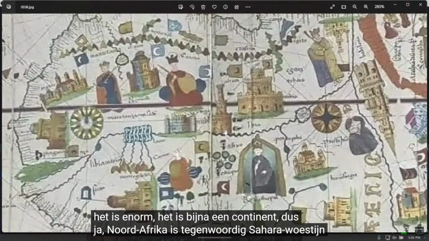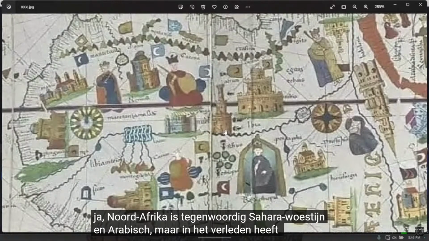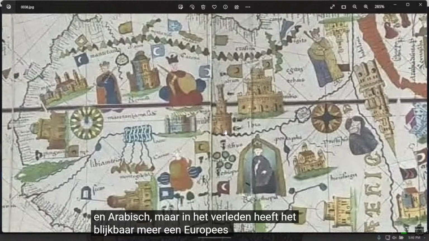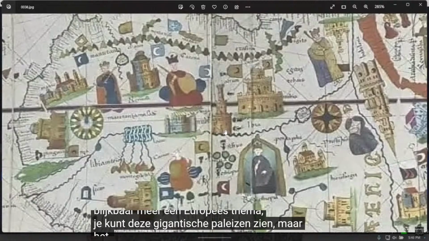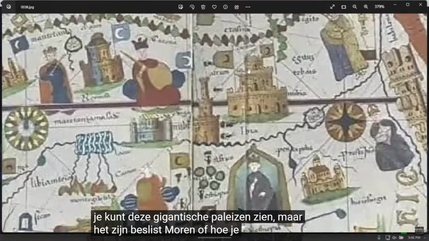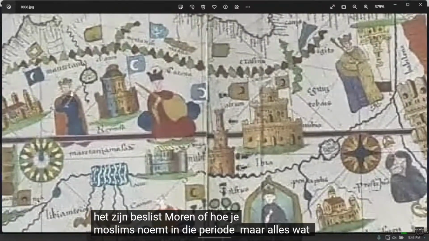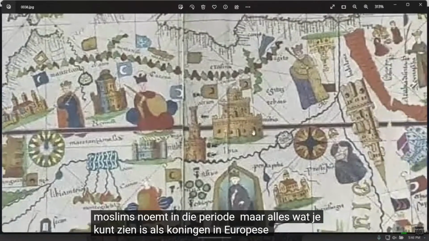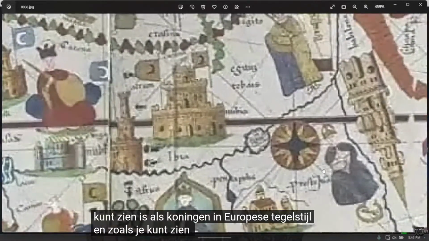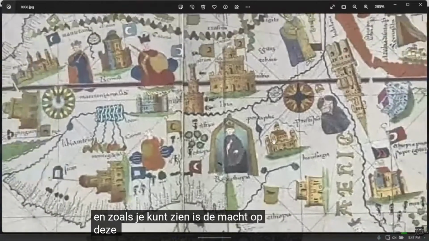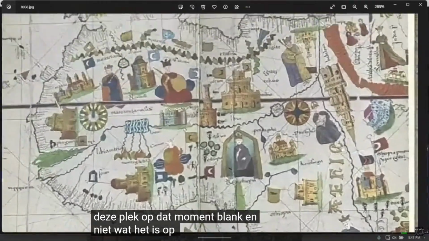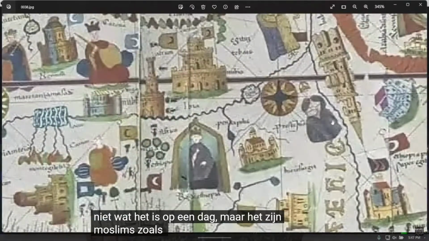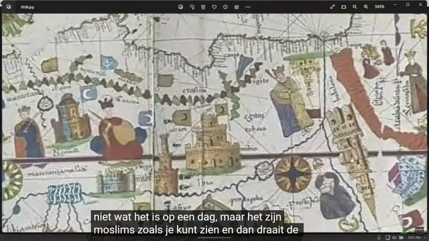So yeah, North Africa. Today it is Sahara Desert and Arab-like, but in the past it's apparently more European themed. You can see these giant palaces, but they are definitely Moors, or what you'd call Muslims at that period. But all you can see is European style kings, and as you can see, the power in this place at that time is Caucasian, and not what it is today, but they are Muslims, as you can see.